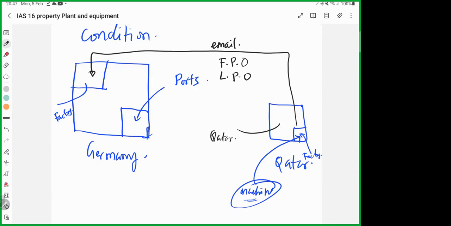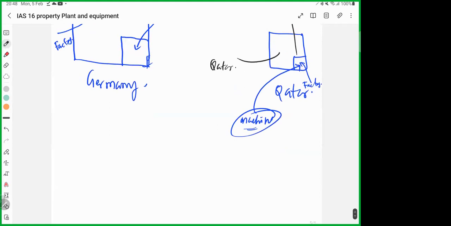Okay. So anyhow, one email goes to this factory in Germany with an attachment of one FPO saying that we need this machine. Then they will arrange the machine and the delivery. First of all, they will issue something called a supplier invoice. If you don't pay the supplier's invoice, will the factory people deliver that machine to Qatar? No. They won't. So first of all, we need to agree to this. This is part of the cost.